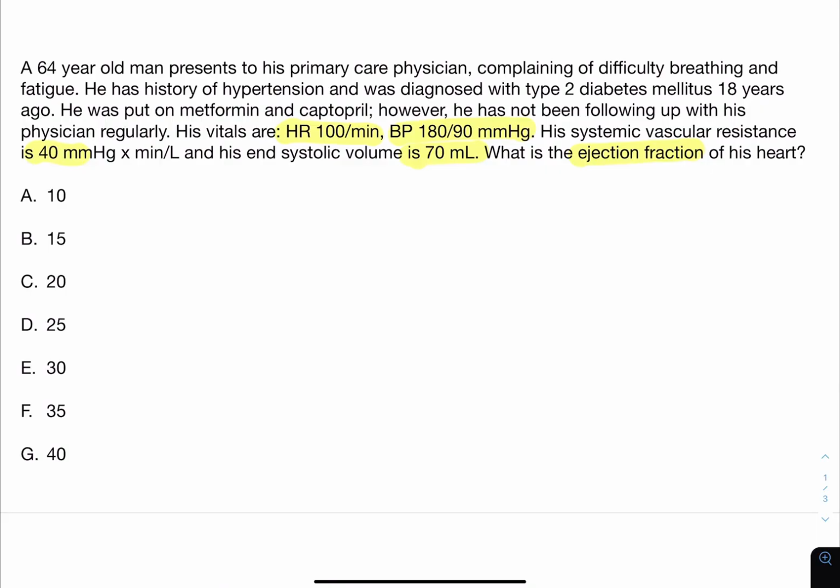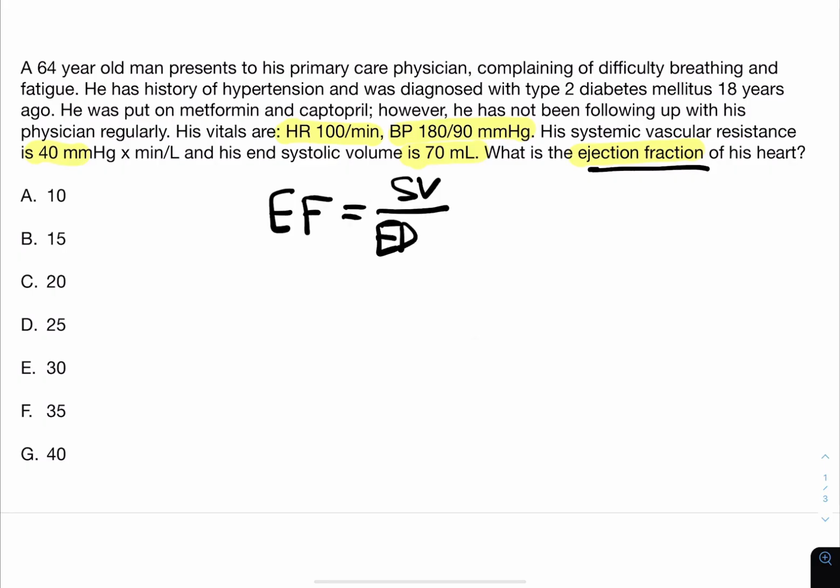Alright, so we're looking for ejection fraction, and so the first thing I would want to do is write down the ejection fraction formula, which is stroke volume over end diastolic volume. Another way we could write this is end diastolic volume minus end systolic volume over end diastolic volume.